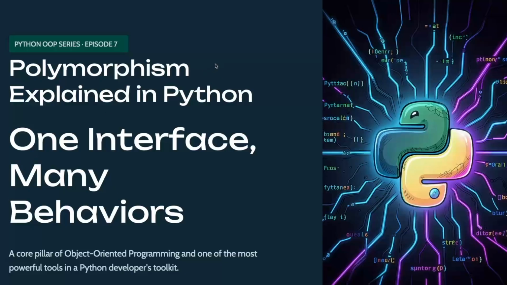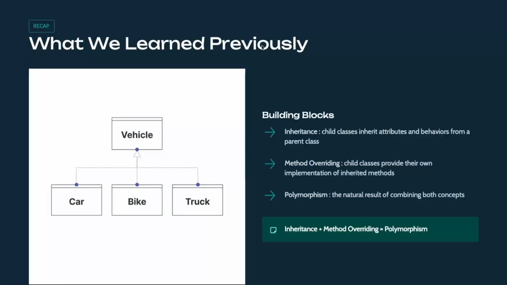So let's get started. Before we talk about polymorphism, let's quickly recap what we've learned so far. Inheritance allows child classes to inherit attributes and methods from their parent classes. Method overriding allows a child class to provide its own implementation of an inherited method. When we combine inheritance and method overriding together, we get polymorphism. You can think of it like this: inheritance creates the relationship, and method overriding creates different behaviors. Polymorphism allows us to use those different behaviors through a common interface. Keep that idea in mind because everything in this video builds on it.